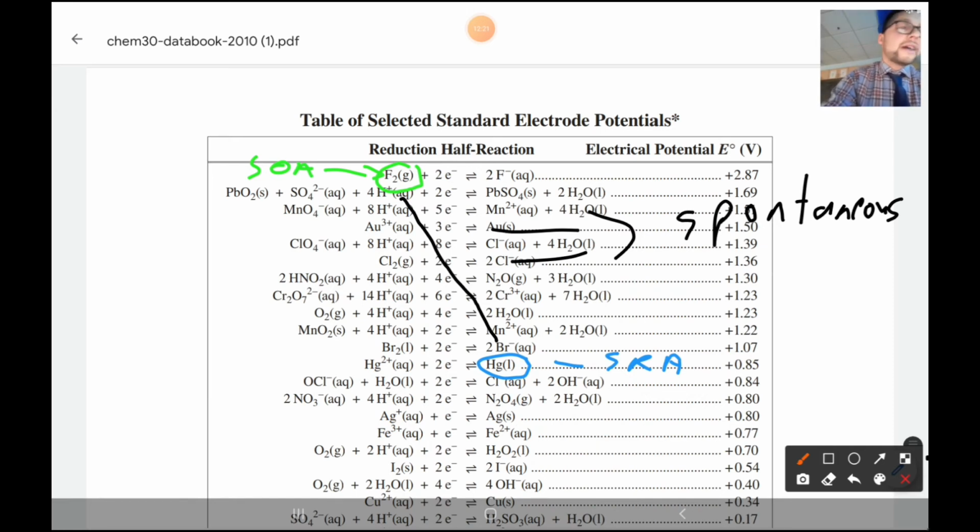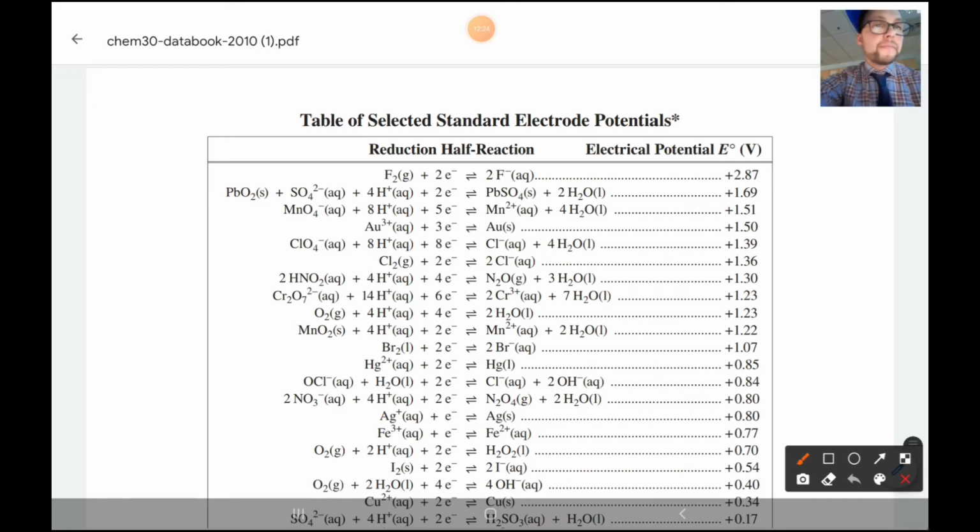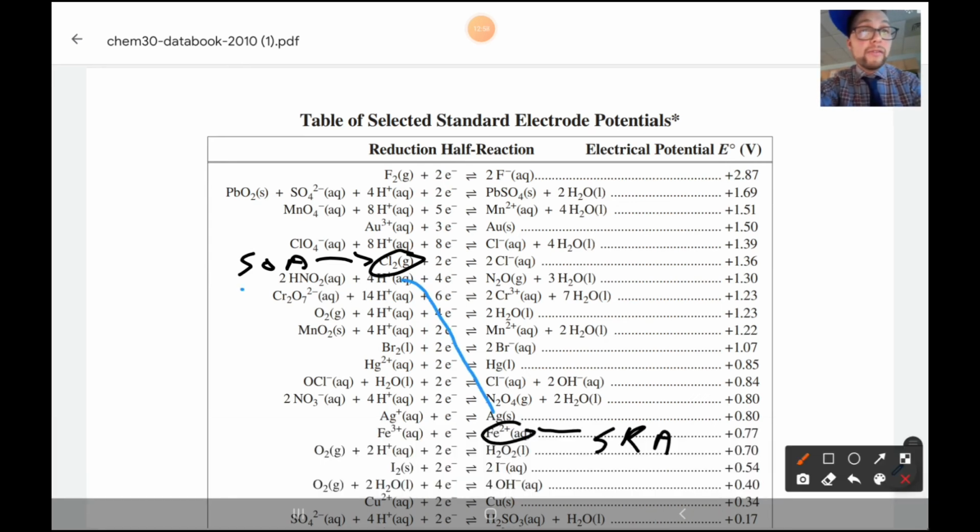So let's say we're going to mix chlorine gas and iron 2+. Well, chlorine gas over here would be the SOA. And when we say SOA, we're talking about the strongest oxidizing agent in the reaction that you're talking about. So this is the SOA, and this is the SRA. And we can see that even in this, the SOA is literally above the SRA. So this too would be spontaneous, meaning that it would work.